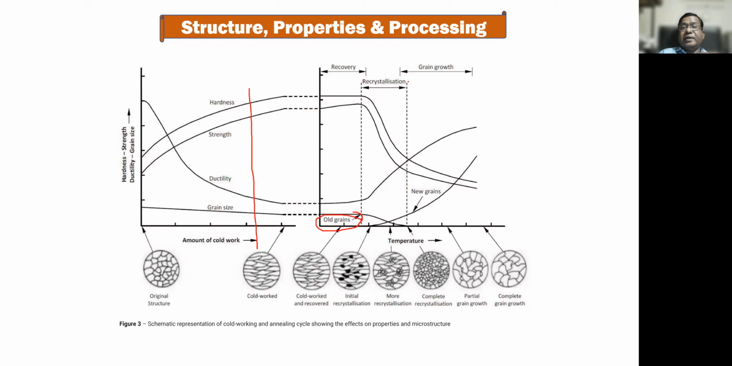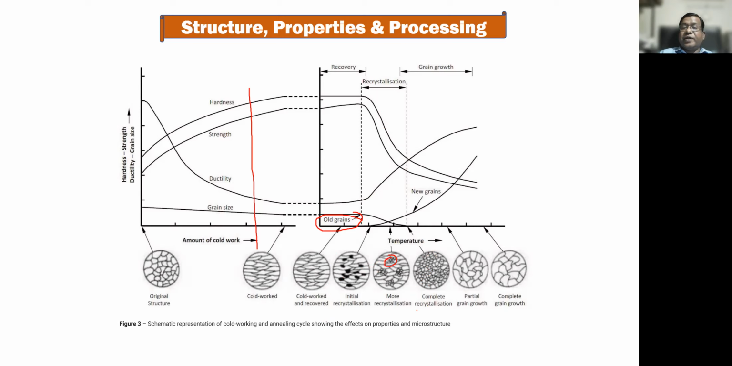And then if it is heated through the recrystallization temperature, generally it is 0.3 or 0.4 of the melting point, then new grains will start to form. Here you can see the new grains are forming here. And if this process is complete, it will make 100% new grains.